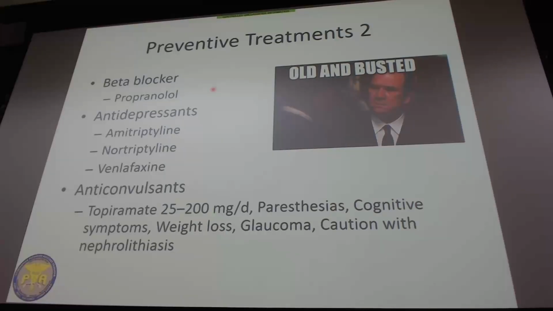Beta blockers, what happens if I give a strapping young soldier a beta blocker? Bradycardia, exercise intolerance, erectile dysfunction, they're not going to want to do that. Never seen someone be like, hey, can you refill my propranolol for me?